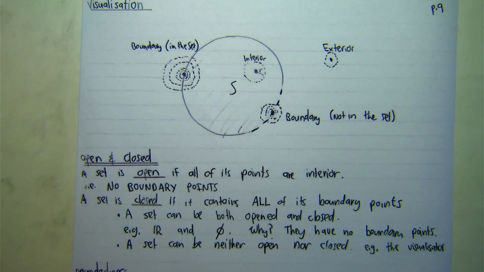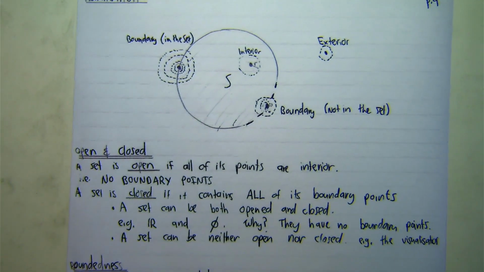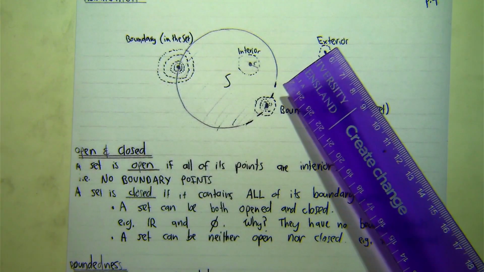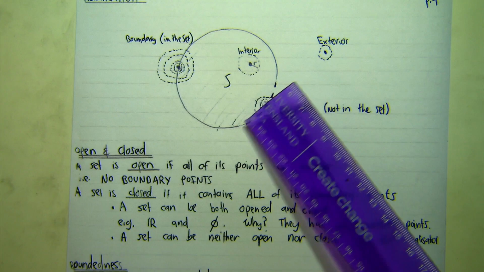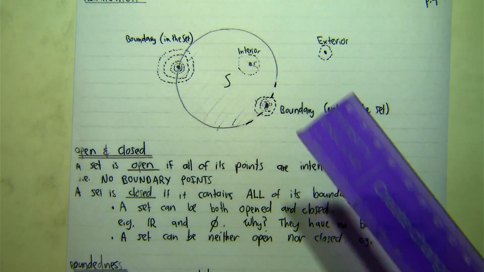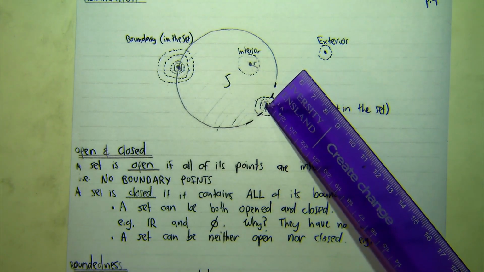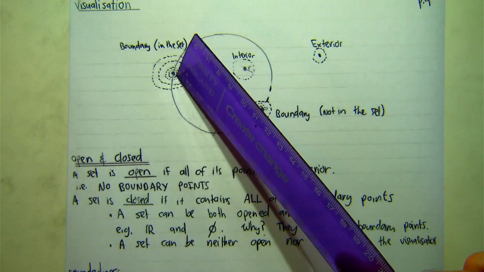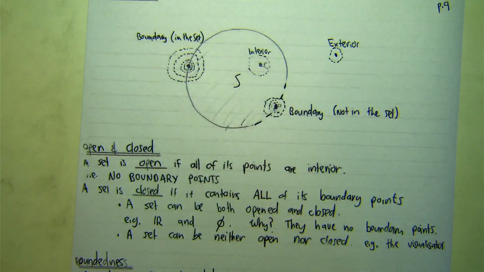And then a set is closed if it contains all of its boundary points. So if every boundary point that exists is in a set, it'll be closed. This is an example of a set that is neither open nor closed. It's not closed because this is a boundary point not in the set, and it's not open because this is a boundary point that is in the set. So this is an example of a set that's neither open nor closed.